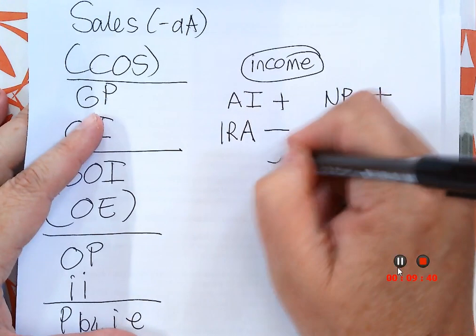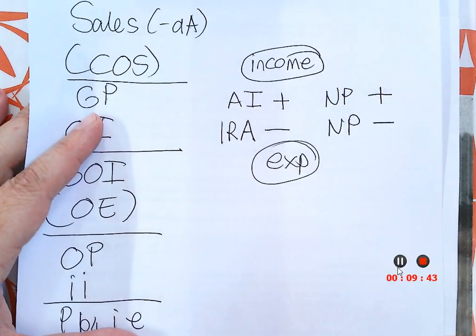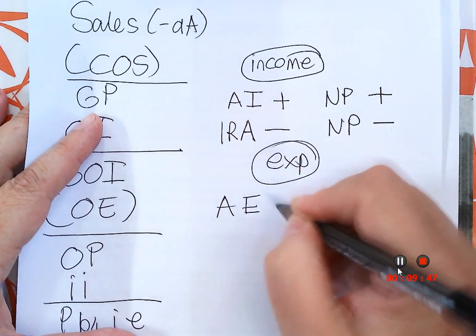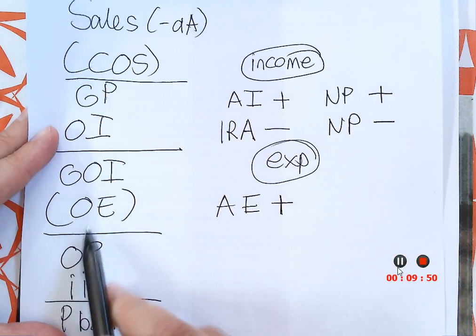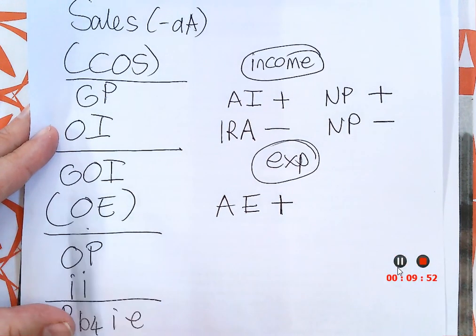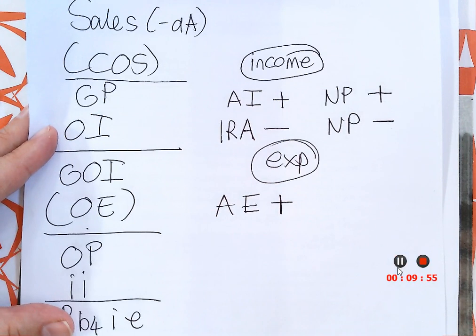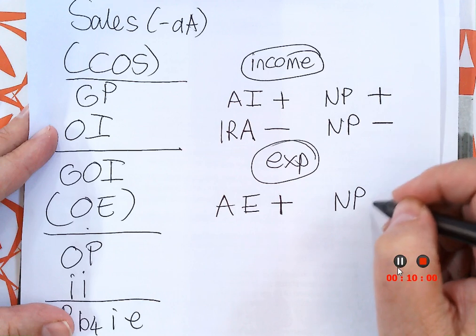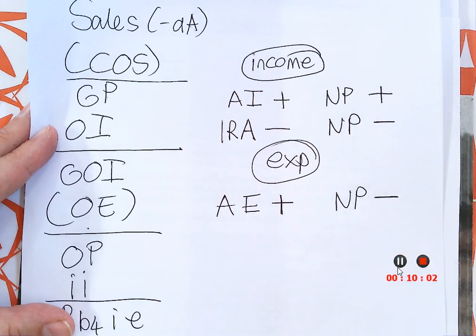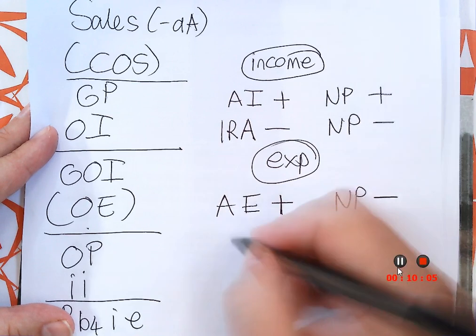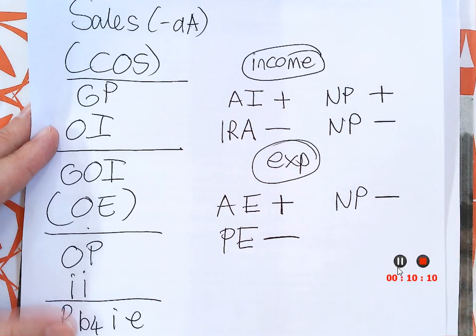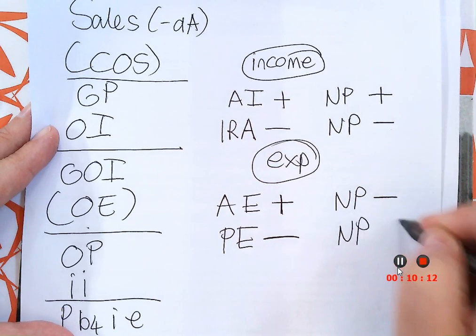Now let's look at expenses. Expenses are going to be the opposite. If I have an accrued expense, it makes my expenses more. What do I do with expenses? I subtract to get to my profit. So what happens to my profit? It's going to become less. If I have a prepaid expense, it makes my expenses less. What's going to happen to my profit? It becomes more.